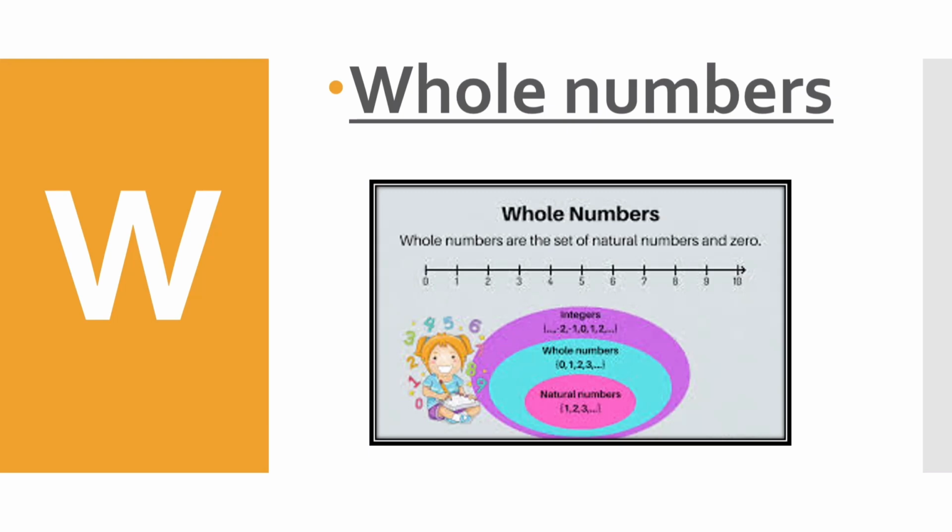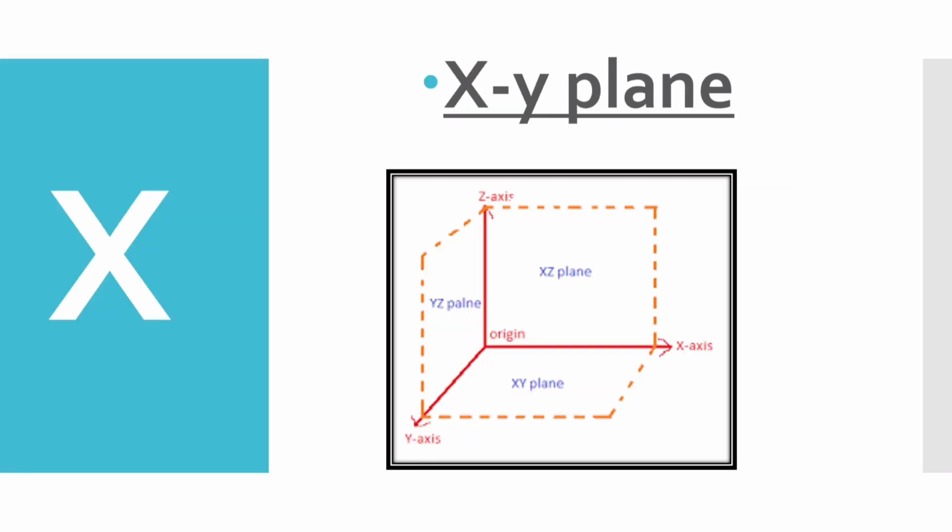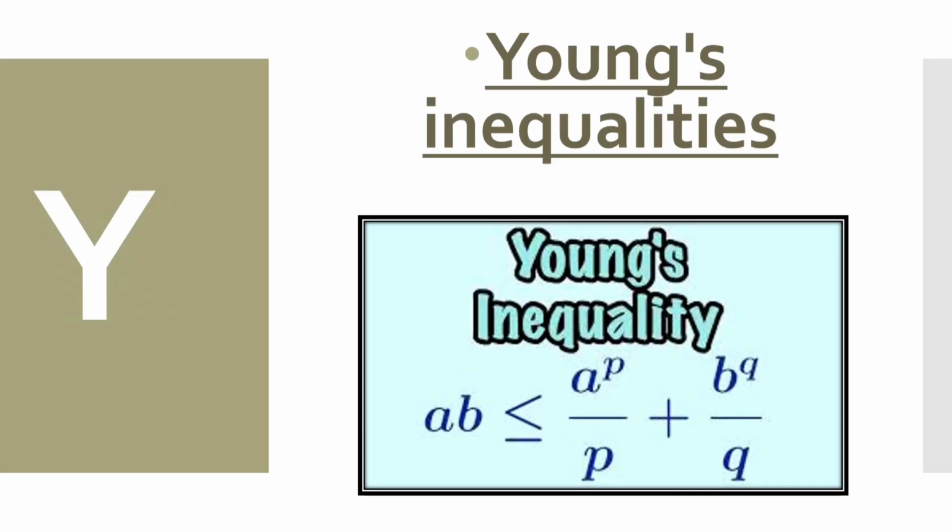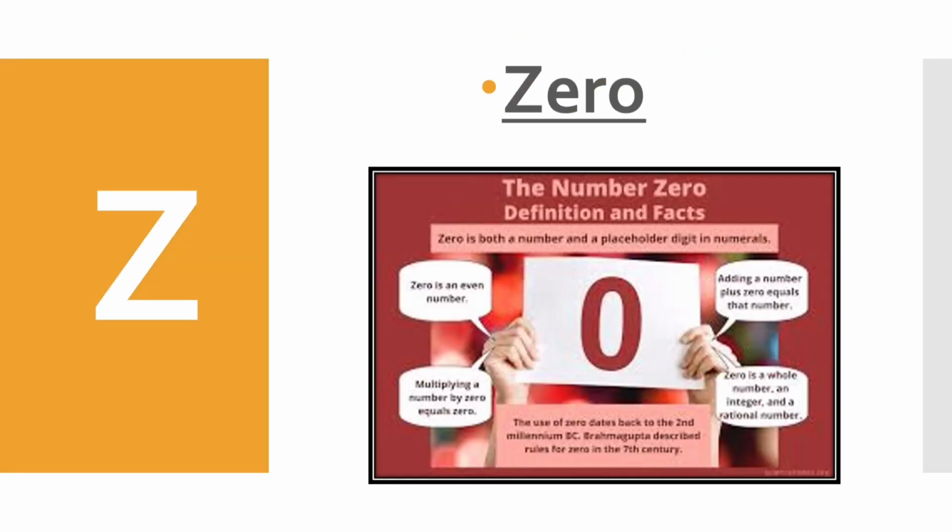calculus, W for whole numbers, X for xy plane, Y for Young's inequalities, Z for zero. Now we have seen all from A to Z.